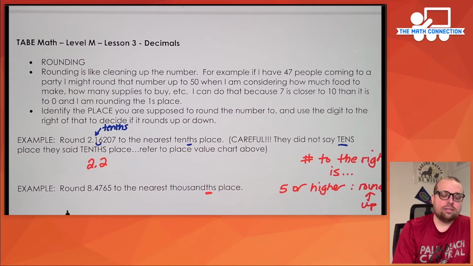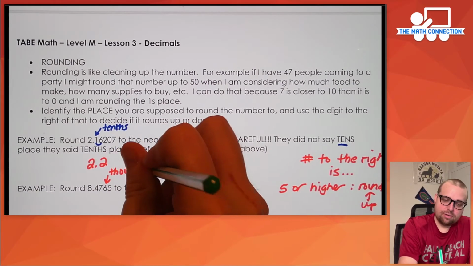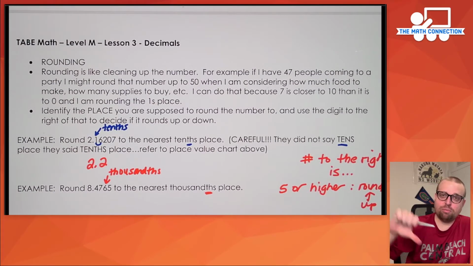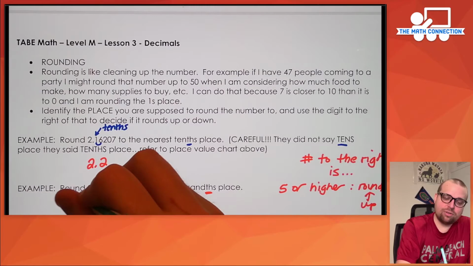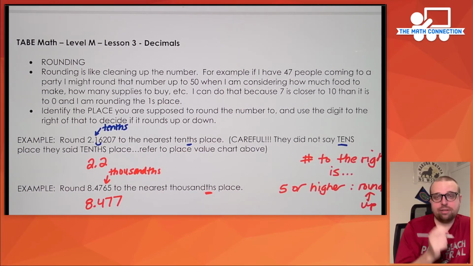Okay, so when you round this problem, we're looking at the thousandths place, which is right here. And we're going to go to the number immediately to the right of that to figure out if we should bring 6 up or bring 6 down. Because the number to the right is 5, that means we're going to bring 6 up, which means my answer is going to be 8.477. And that is rounded, okay?